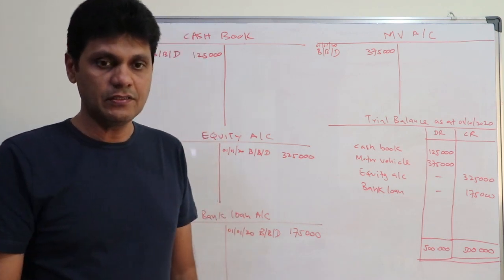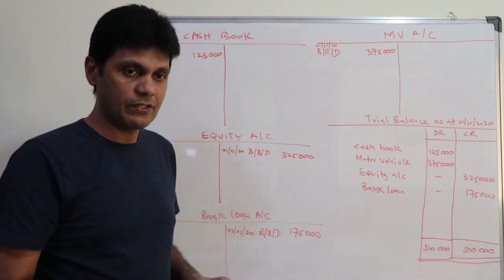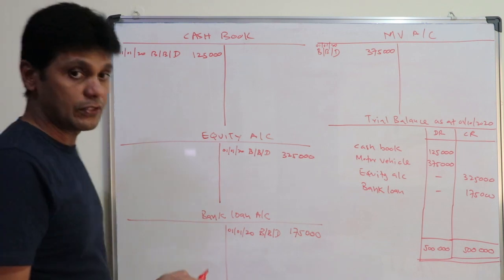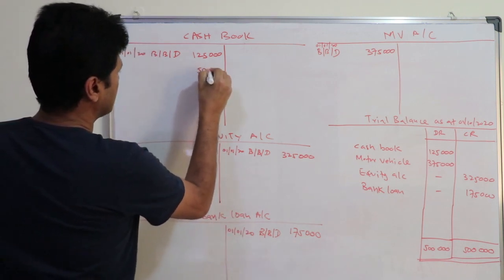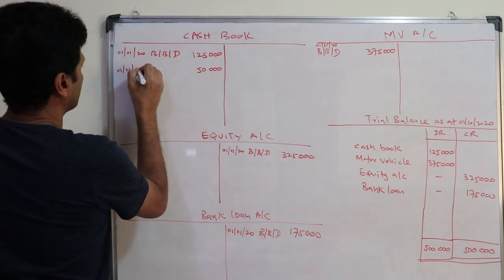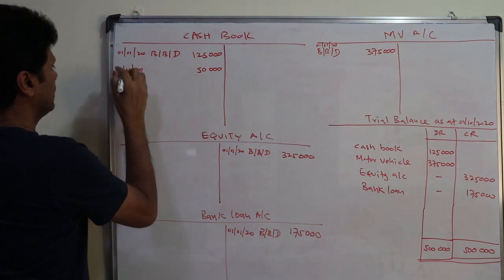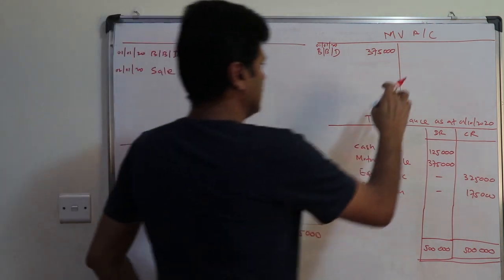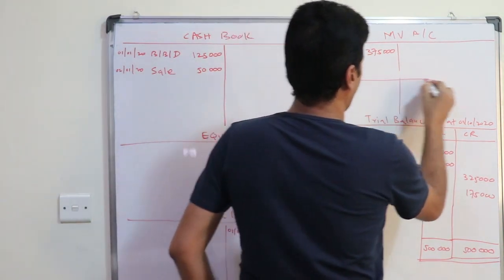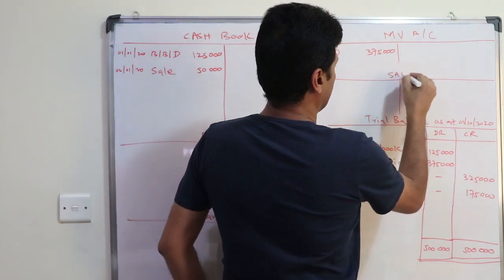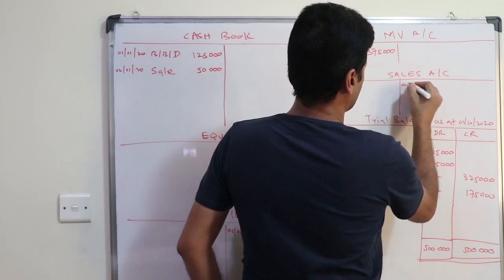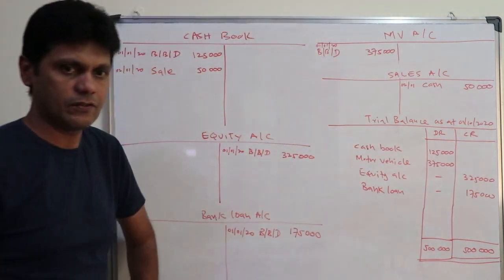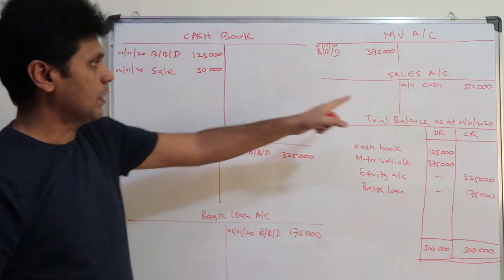What is the first transaction? Cash sales $50,000. Now I am going to record this transaction. So 50,000 cash sales, debit, 2nd January. I will open a small sales account here: sales account, 2nd Jan, cash 50,000. This is the first transaction which I recorded. I debited the cash book and created a sales account.